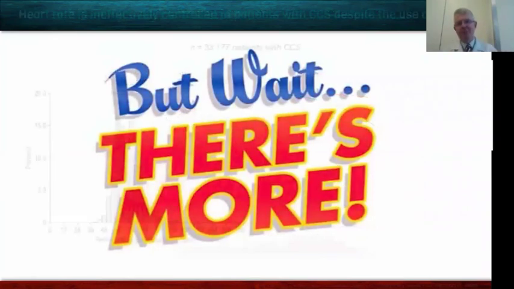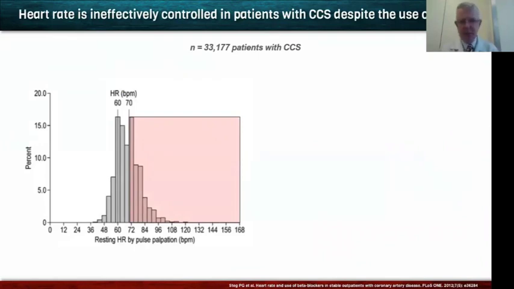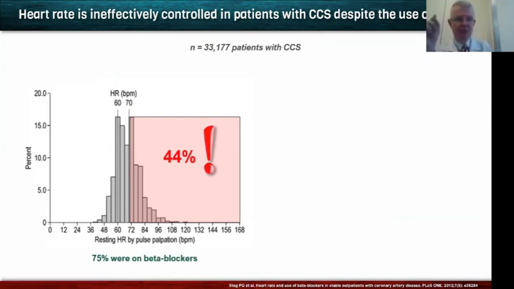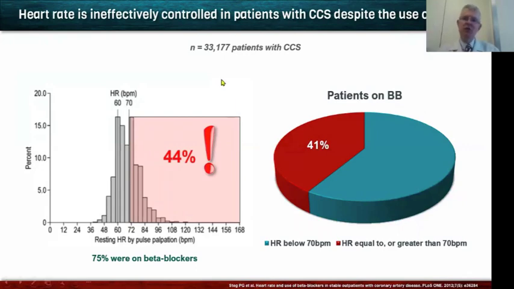When you look at the heart rate of those patients, the outpatient patients being followed in ambulatory care, we have 44% of those patients in real world data, 44% of those patients have a heart rate above 70 beats per minute. And remember, 75% of those patients were on beta blockers. But when you look at those who were actually 100% taking the beta blockers, you will still have 41% of those patients with a heart rate equal to or greater than 70 beats per minute.